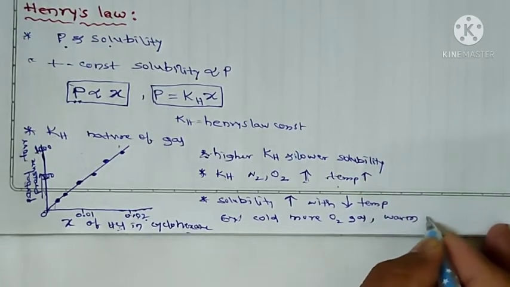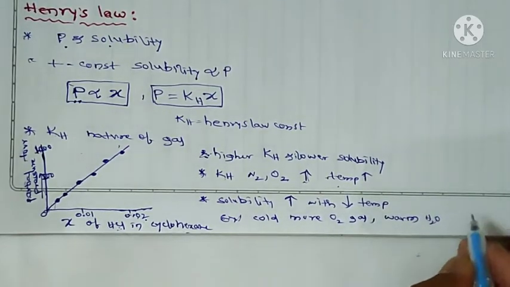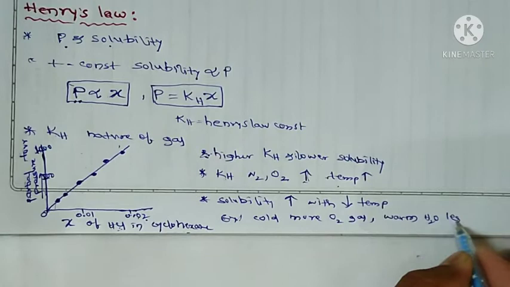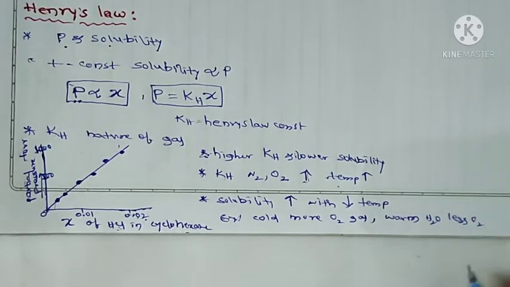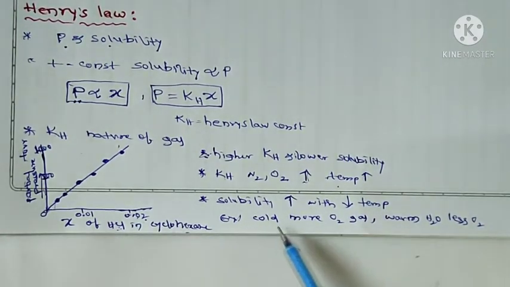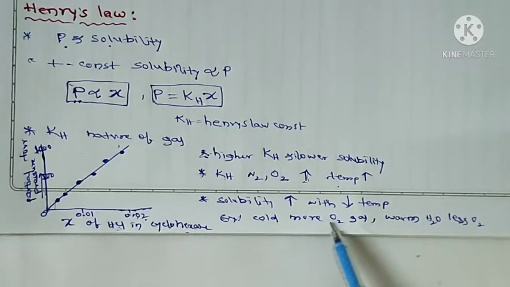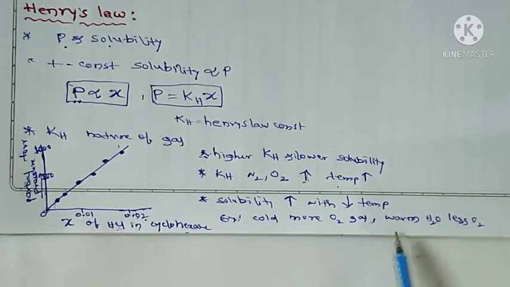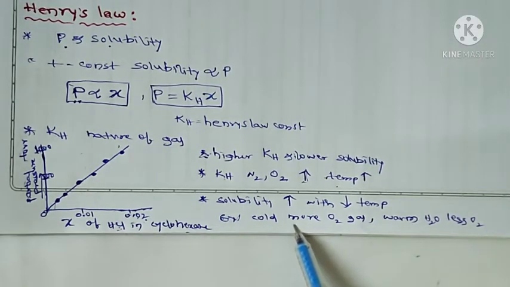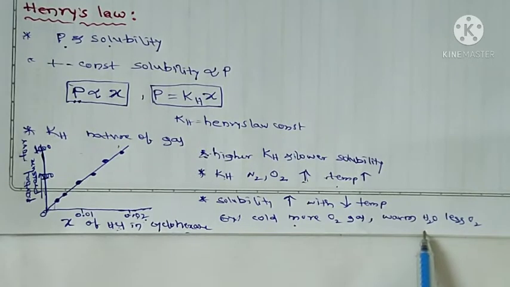Warm water contains less O2 gas. So cold water contains more O2 gas, and warm water contains less O2 gas. So here temperature is less and here temperature is more.